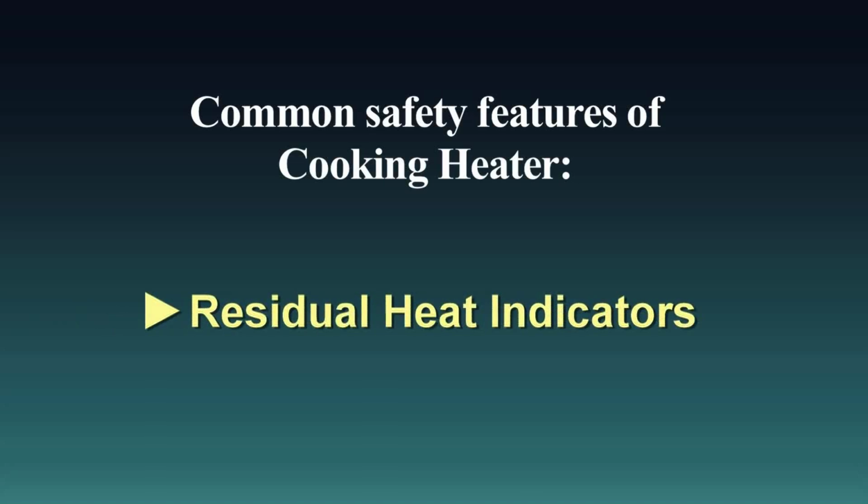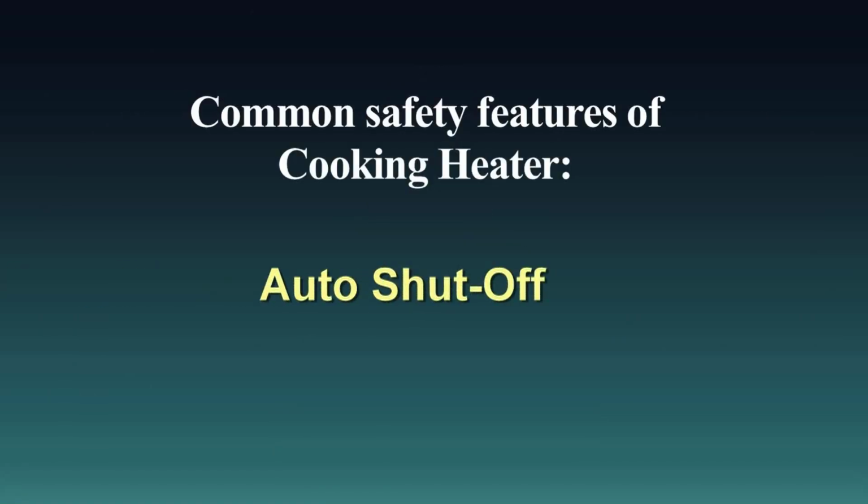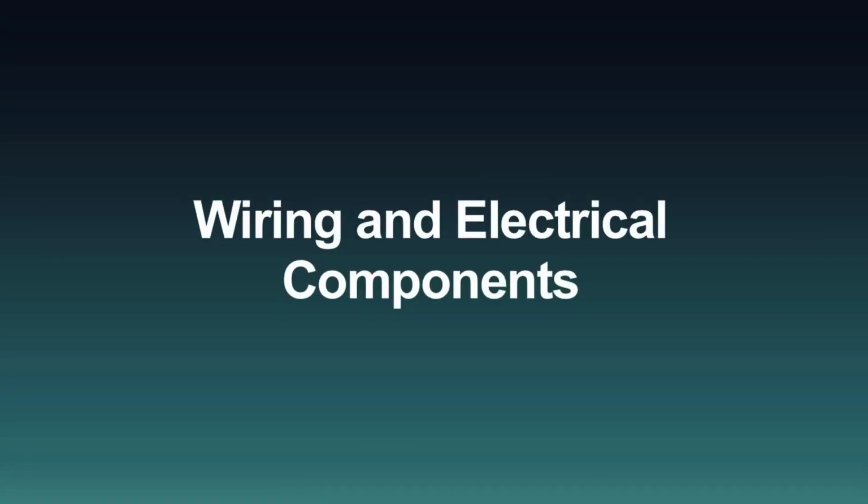Residual heat indicators. Residual heat indicators alert the user when a heating element is still hot even after it has been turned off. It helps to prevent accidental burns and contact with hot surfaces. Auto shut-off. Some electric cooking heaters have an auto shut-off function that turns off the heating elements after a specific period of inactivity. The next component is the wiring and electrical components.